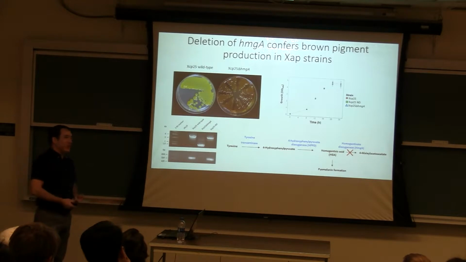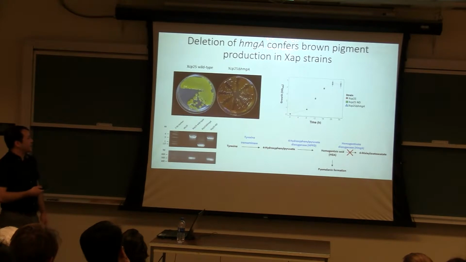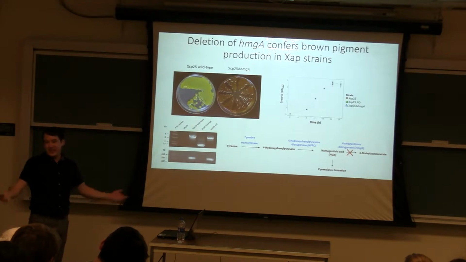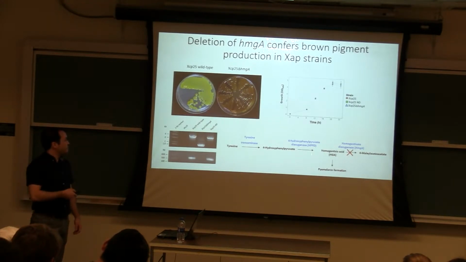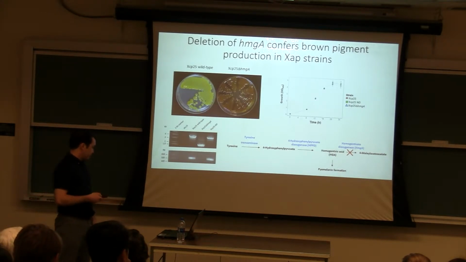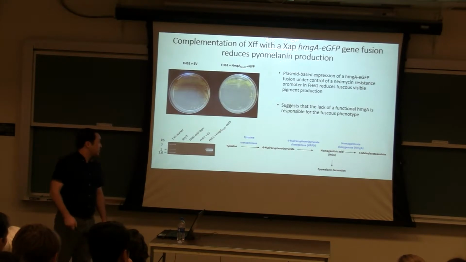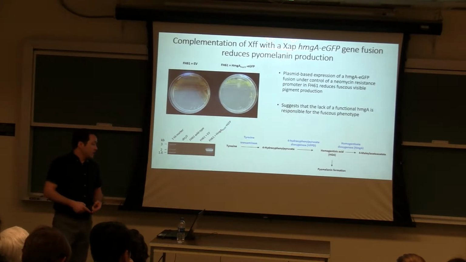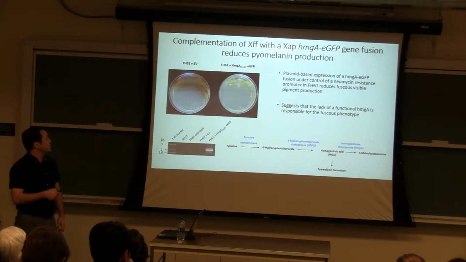Okay, but can I generate this phenotype in a non-pigmented Phaseolicola strain, right? Yes, I can. I can delete HMGA using the same strategy, and I go from having this nice, non-pigmented Phaseolicola to something that looks a lot like a Fuscans. Real nice. Again, it's not making HMGA here, and there's no growth effect on this one in culture. And it turns out I can also clone HMGA out of Phaseolicola, express it on a plasmid under the control of the neomycin promoter in a Fuscans strain, and eliminate pigment production there as well.